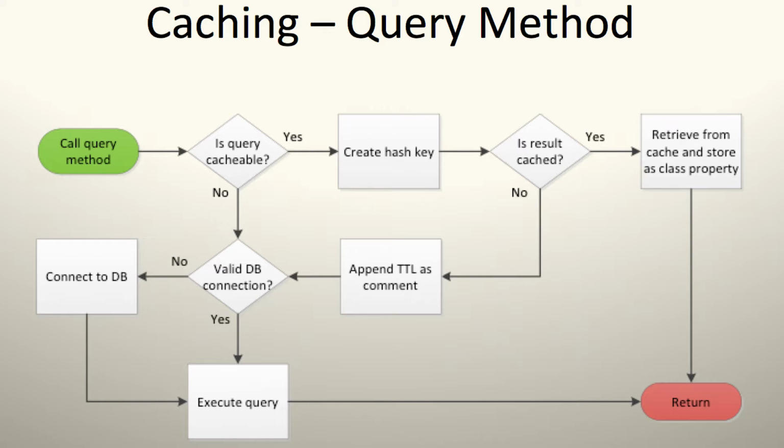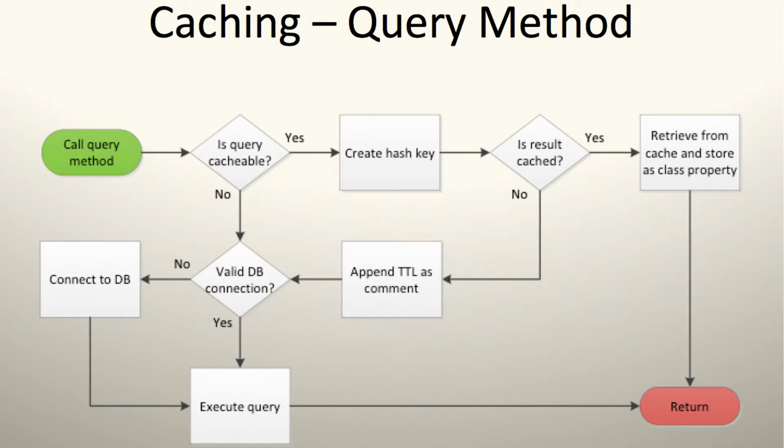Do we have a valid database connection? Yes or no. If we don't have one, create one, and there we go. So this would be the query side of checking to find out if you already have your result cached. If not, execute it. If you do, you grab it and store it as a property. The other side of this is going to be to grab your results when you actually bring them back.